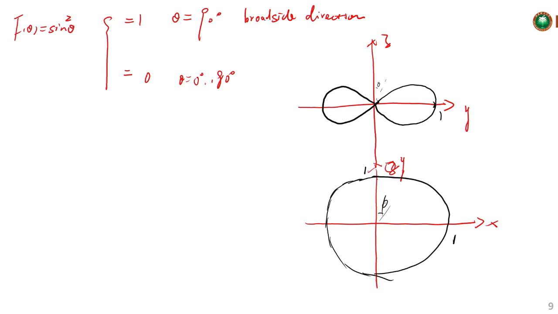So in the three-dimensional condition, if you combine them together, it's going to become a donut shape, like a tire. So this is what the radiation pattern looks like for the Hertz dipole antennas. Along the x or y plane, it radiates equally in all the directions.